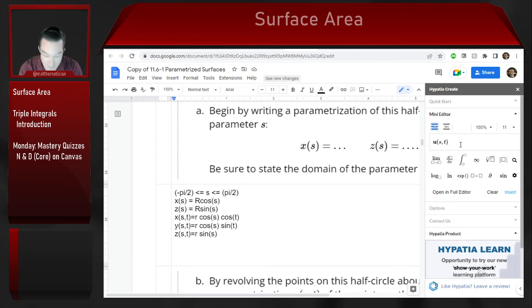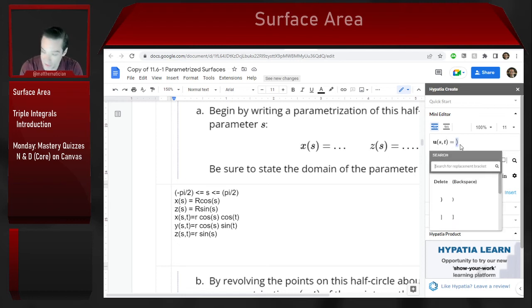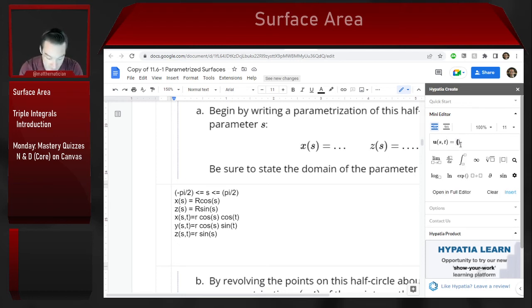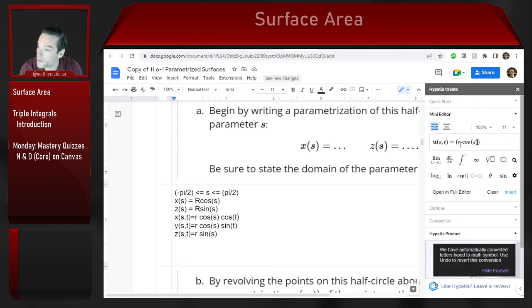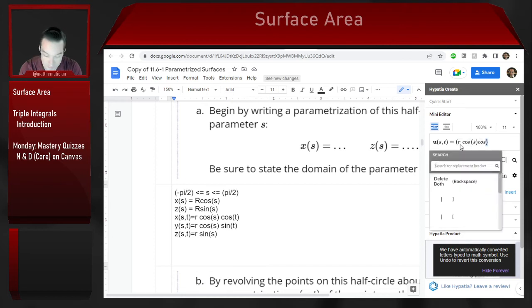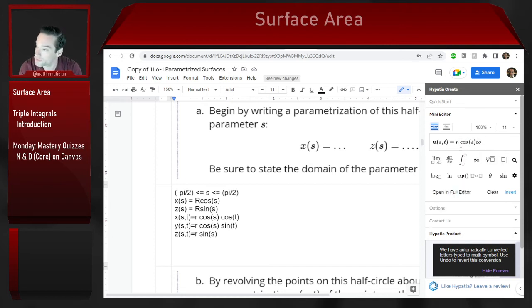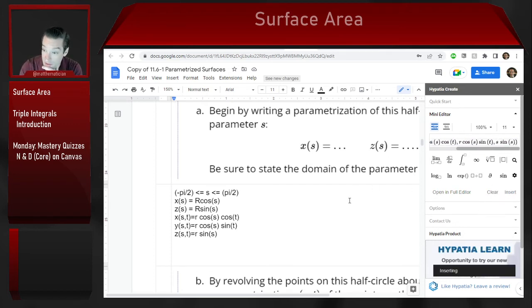So u of s and t equals, and then in a set of big parentheses here, we'll put r times cosine of s times cosine of t. And then r times cosine of s times sine of t, and then r times sine of s. And then put that whole thing in a big set of parentheses. And this is one way to parameterize a sphere whose radius is r.